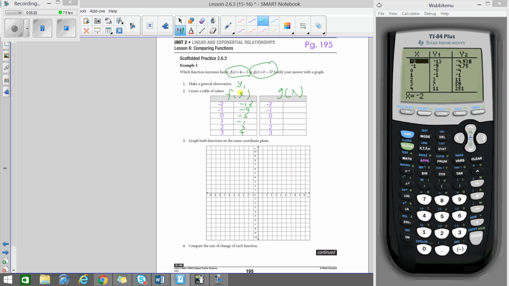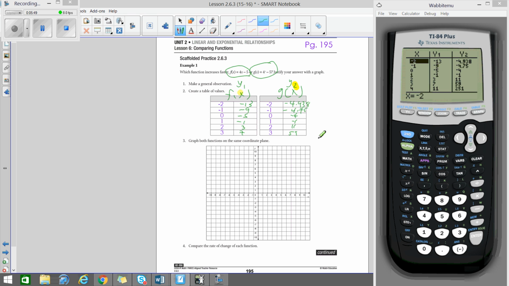Now, g of x, which is y2, its y values are negative 4.938. Negative 1 is negative 4.75. 0 is negative 4. 1 is negative 1. 2 is 11. And 3 is 59.